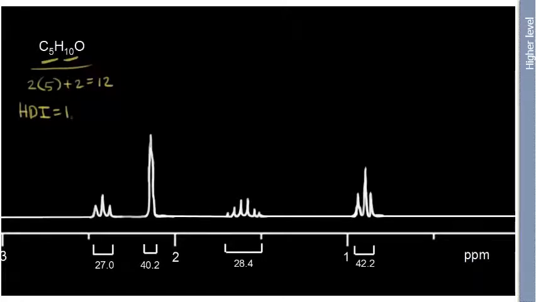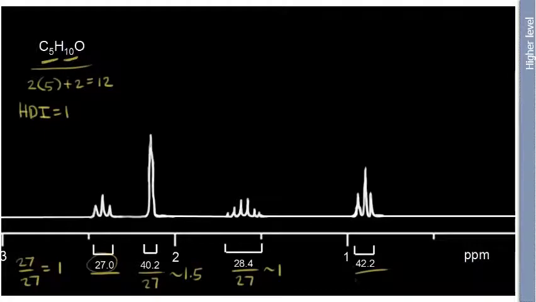Let's go down to the integration values. For this signal, there's an integration value of 27. For this signal, the integration value is 40.2. For this signal, it's 28.4, and for this signal, it's 42.2. Remember what you do: you divide all 4 integration values by the lowest one, which is of course 27. So 27 divided by 27 is 1. 40.2 divided by 27 is pretty close to 1.5. 28.4 divided by 27 is pretty close to 1, and 42.2 divided by 27 is once again pretty close to 1.5.